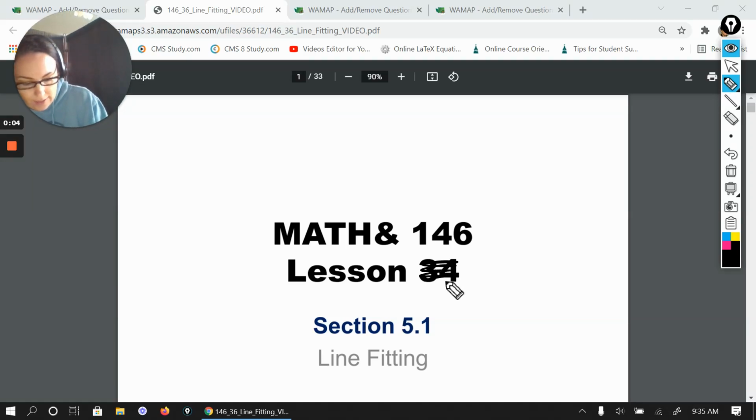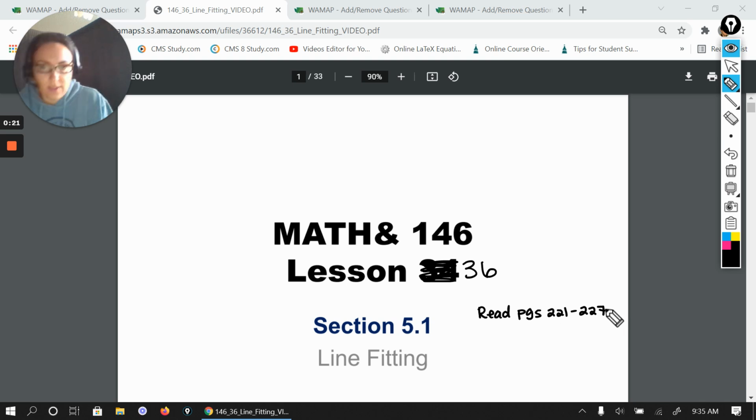Yes, this is a typo, so make sure to change that in your notes. This is lesson 36. We will be covering section 5.1 from the textbook about line fitting. You are encouraged to read pages 221 to 227 from the textbook.